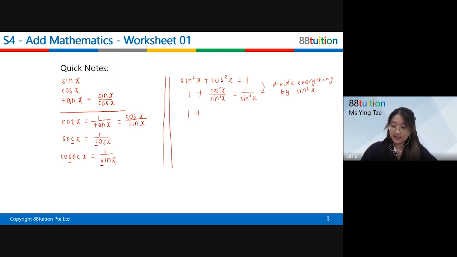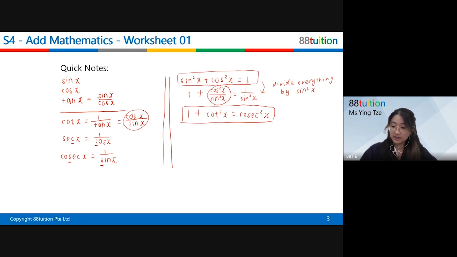So cosine over sine is matching this identity here, right? So here we get cotangent squared x. And then 1 over sine is cosecant x. So here we have cosecant squared x. So this is the first one you need to know. This is the second one.